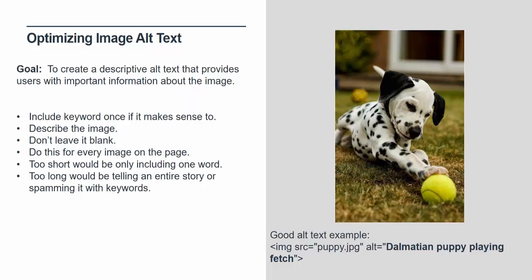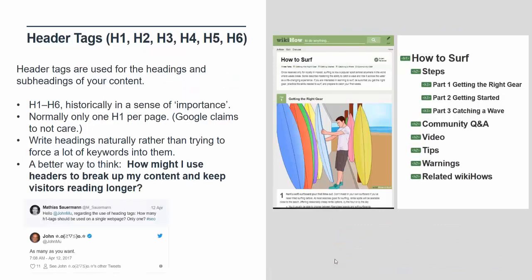You'll see in the lower right corner, I did give you the recommendation about alt text for this image, which might be really descriptive: Dalmatian puppy playing fetch. But there's also an opportunity to name your images. So if this image is named puppy.jpg, you can also use keywords in the file name too. All stuff to think about.